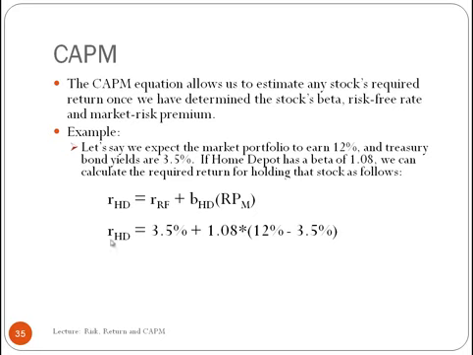And let's fill in the numbers. We have the risk-free rate is 3.5% plus beta is 1.08 times, well, we have to take the market portfolio return and subtract the risk-free rate. That's our premium at the market level. So it's 12 minus 3.5%. And when you reduce that, it's roughly 12.7%. So we would need a required return of 12.7% in order to put our money into Home Depot based on our view of how risky it is.